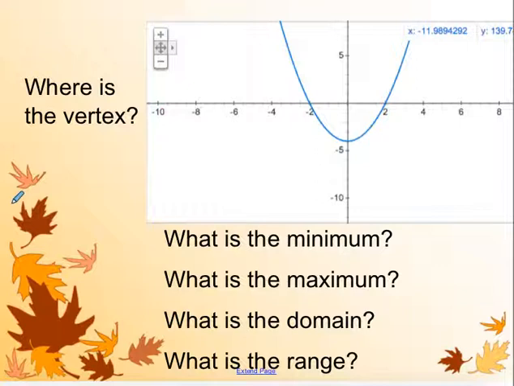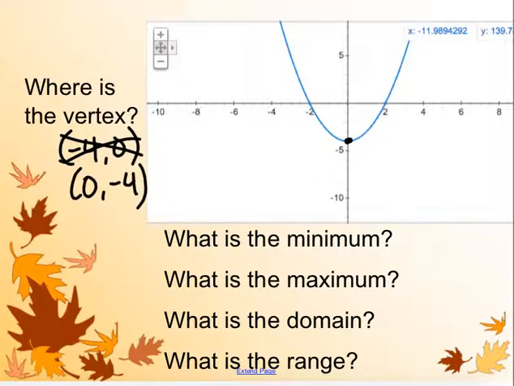Now to practice finding a vertex, remember this is the turning point, so we can say right here is that turning point at 0, -4. And the minimum is that vertex 0, -4. The maximum, in this case, because that parabola goes on forever, there is not a maximum. Okay, it goes on into infinity.